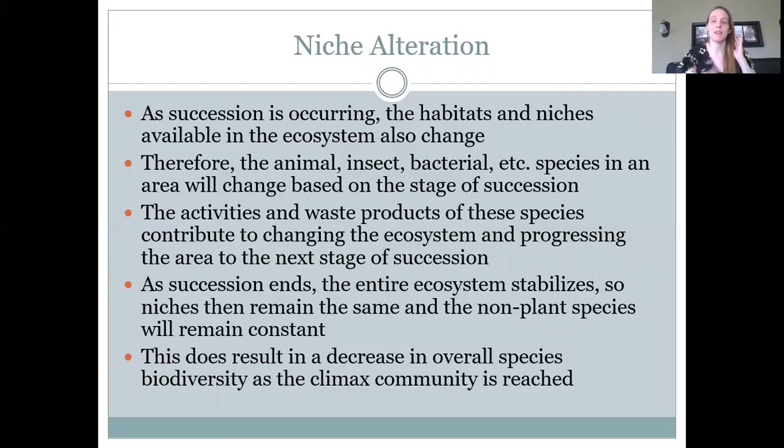So yeah, you do tend to have lower biodiversity in the climax community, which is why we don't really want an ecosystem to stay in the climax community forever. We want there to be natural disturbances that push a climax community out of stability back into one of the earlier parts of the succession pathway so that we can bump up the biodiversity again.